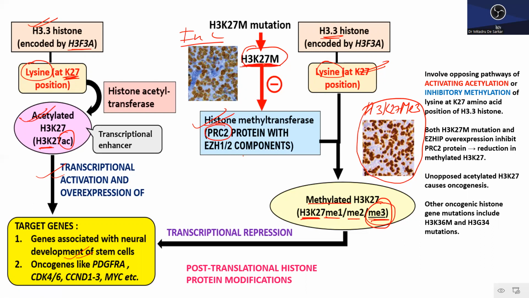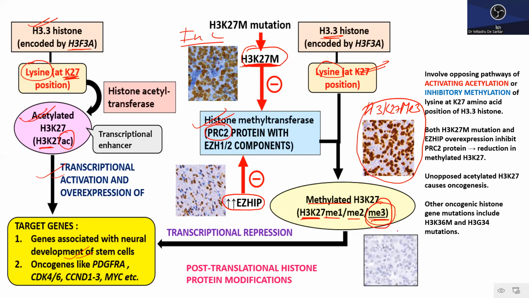That is, the trimethylated histone expression will go down the more there is an expression of the H3K27M mutant histone molecule. The same thing could also be mediated by another protein known as EZHIP, and this EZHIP also inhibits the histone methyltransferase, resulting in reduced production of trimethylated histone. So there will be a reduced expression of the trimethylated histone in both the H3K27M mutation and EZHIP overexpression. Both these cases will be associated with a particular tumor phenotype known as diffuse midline gliomas.